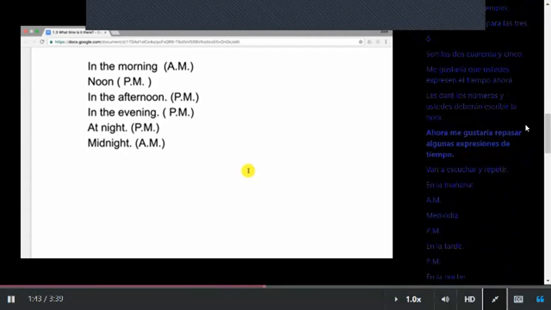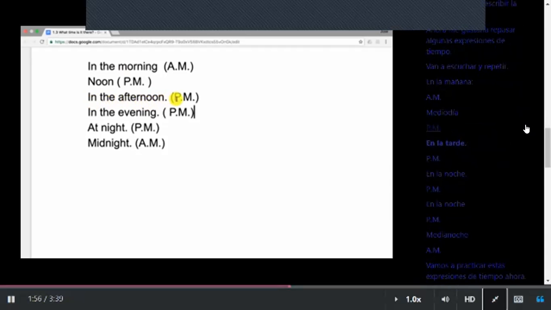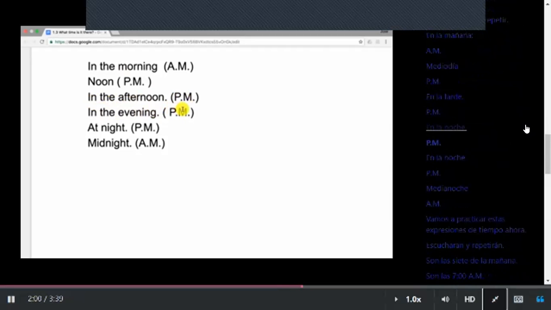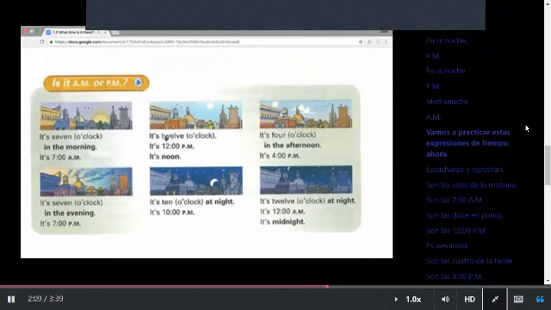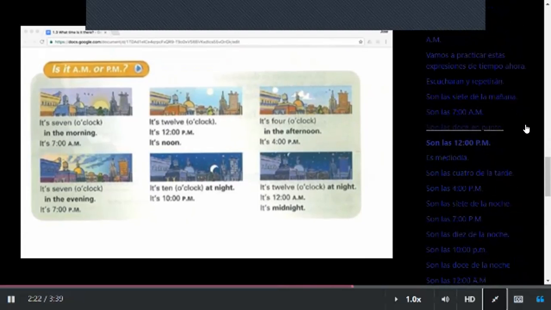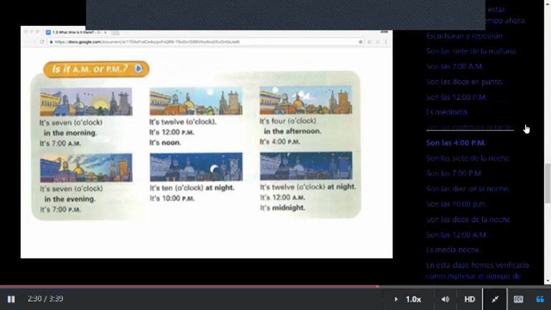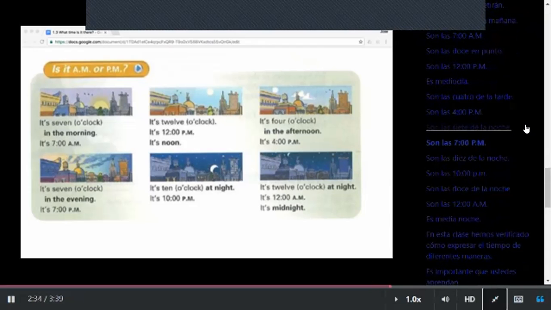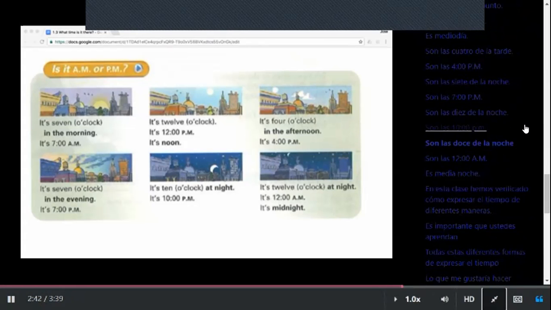Now I would like to go over some time expressions. Let's listen and repeat. In the morning, a.m. Noon, p.m. In the afternoon, p.m. In the evening, p.m. At night, p.m. Midnight, a.m. Let's practice these time expressions now. It's 7 o'clock in the morning. It's 7 a.m. It's 12 p.m. It's noon. It's 4 o'clock in the afternoon. It's 4 p.m. It's 7 o'clock in the evening. It's 7 p.m. It's 10 o'clock at night. It's 10 p.m. It's 12 o'clock at night. It's 12 a.m.